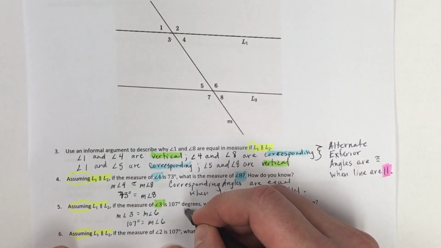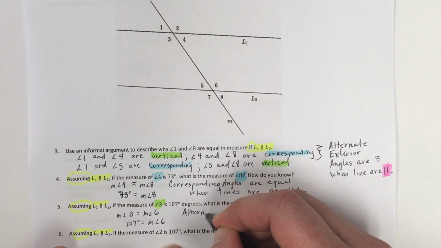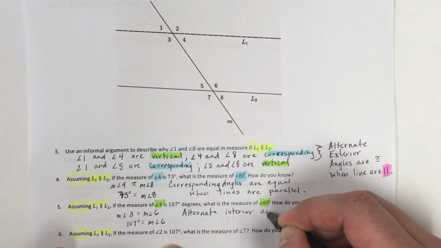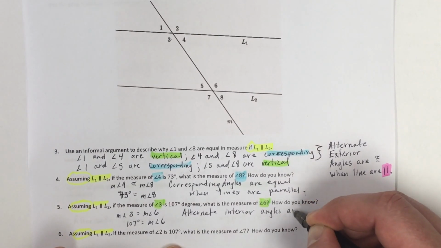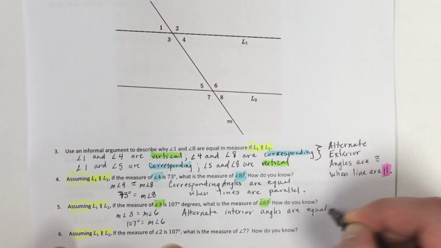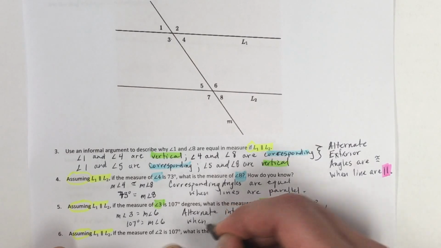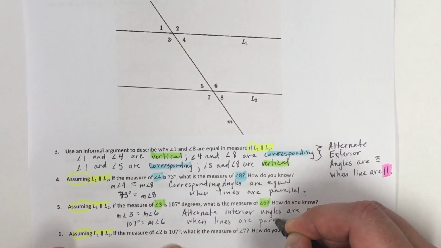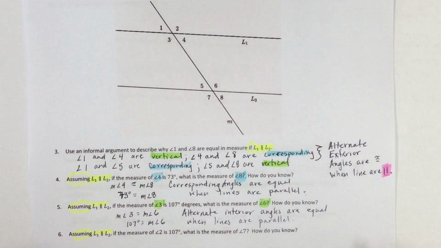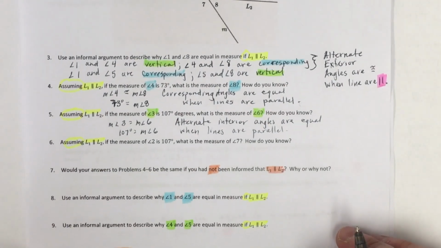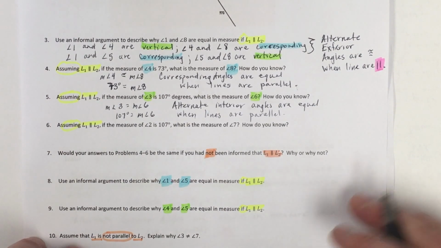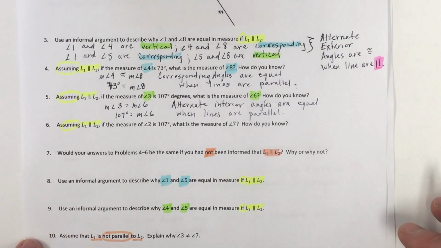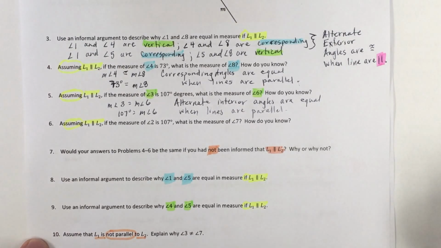Why? Alternate interior angles are equal when lines are parallel. Okay, we have just a few more. The diagram is no longer in your picture, but we can use the one that's on your page written down to help us.